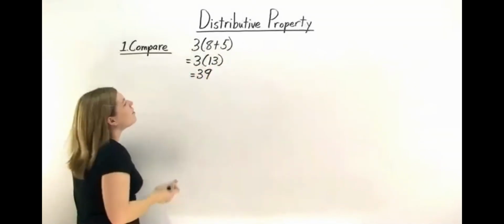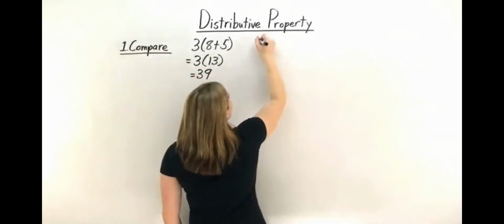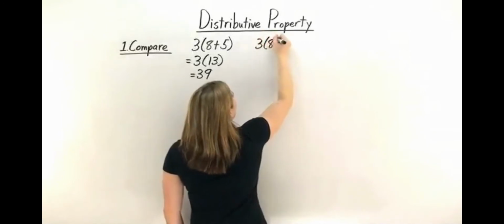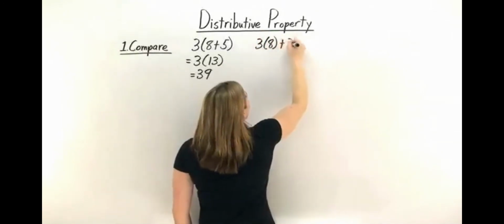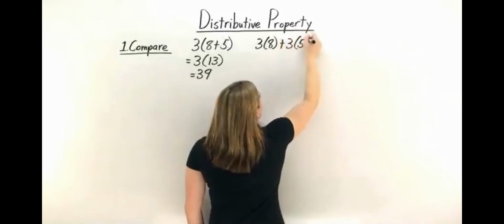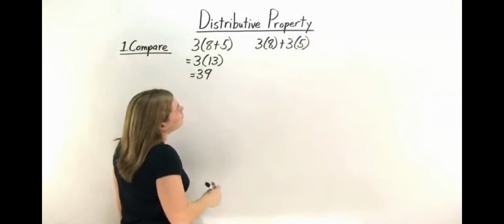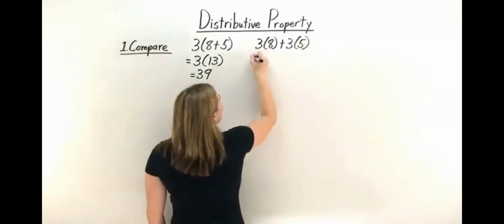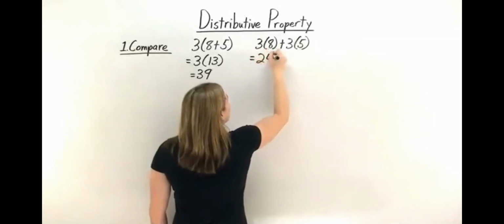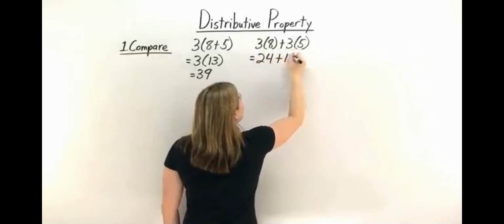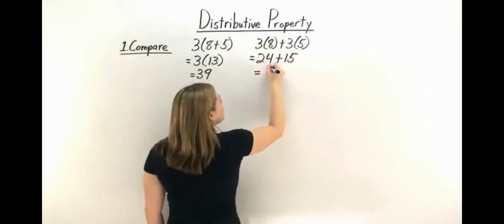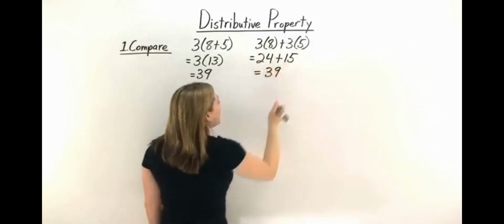Great. Now let's take a look at the other expression. The other expression we want to look at is 3 times 8 plus 3 times 5. Now let's simplify this expression and see what we get. Well, following the order of operations, we multiply first. 3 times 8 is 24, and 3 times 5 is 15. 24 plus 15 gives us 39.